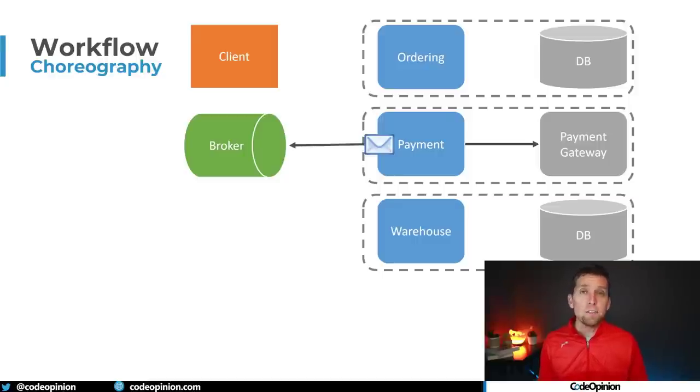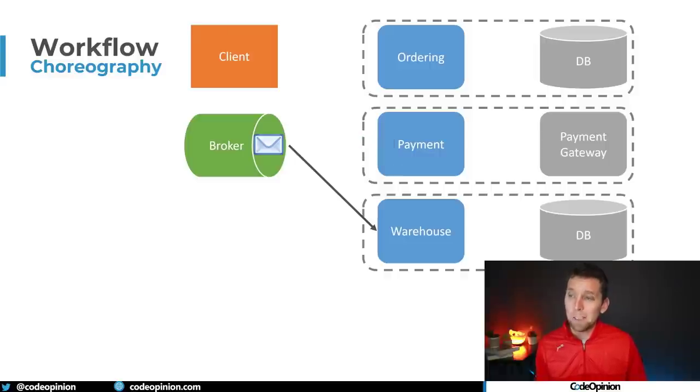If that was successful, maybe it publishes a payment completed event, and that's going back to our broker, maybe to a different topic, that the warehouse is the one that cares about that specific payment completed event. It's the one that's consuming it. From there, it could then create a shipping label with whatever shipping service we're using. But the idea here is that there was no defined central orchestrated place of this workflow. We just have different services consuming events and publishing events.